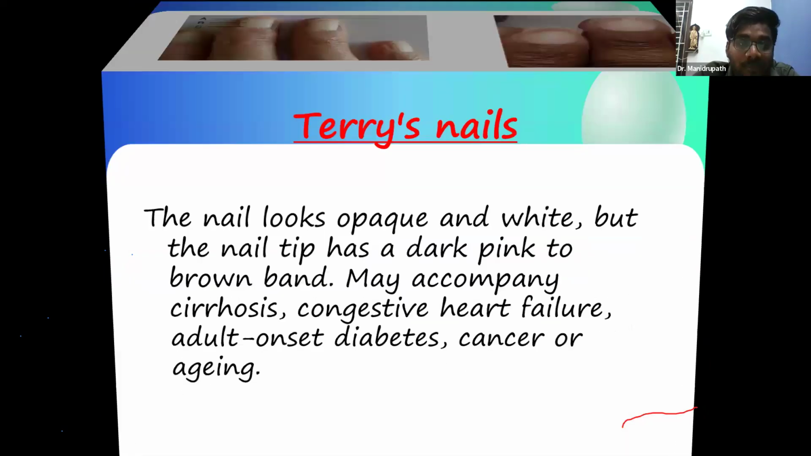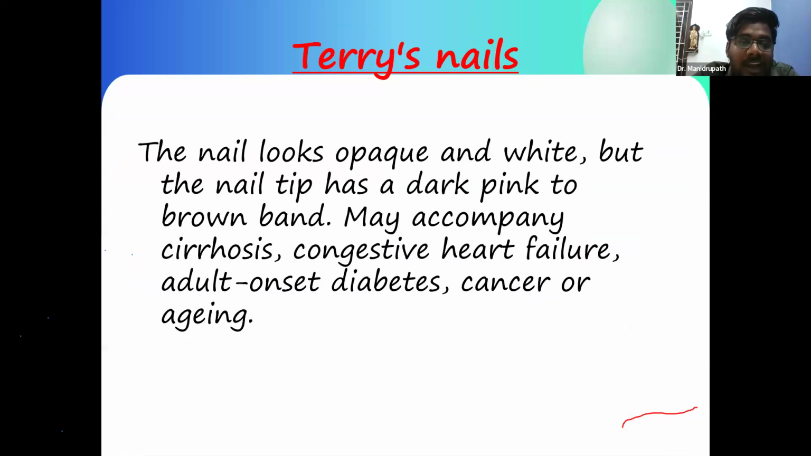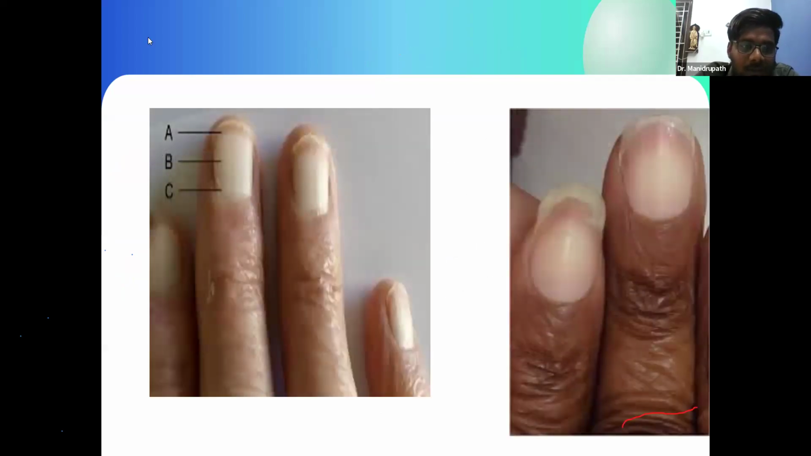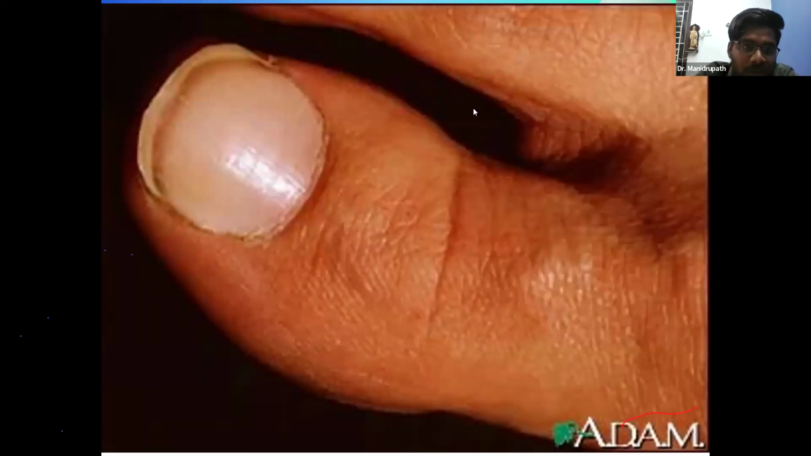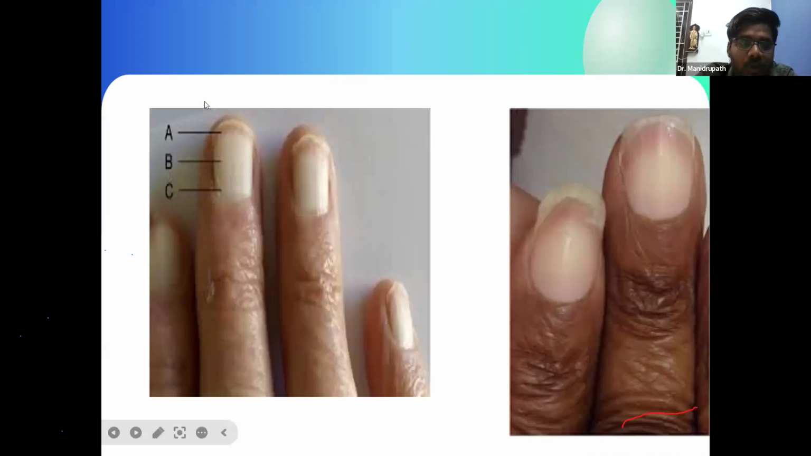What was written here? Once again, I'll go through. White, but the nail tip has dark pink and brown. See this: white at the tip, and the nail tip you see is brown or pinkish. Here also you see white with a nail tip with brown and black. This is what you see at the toe as well. This is the picture for you all.